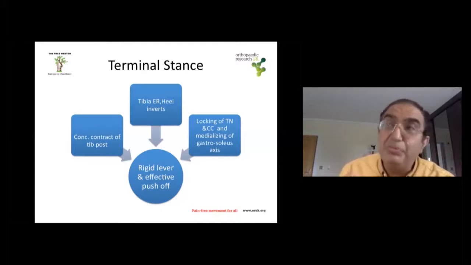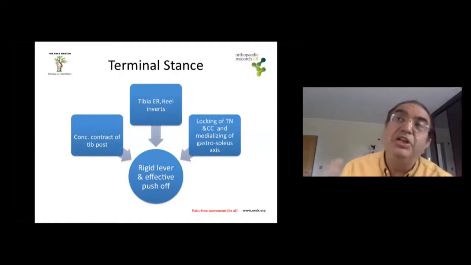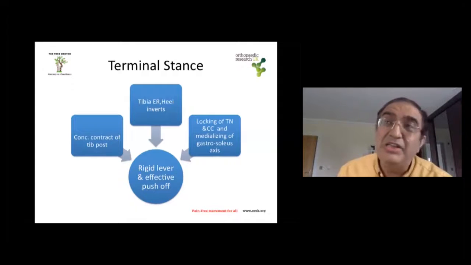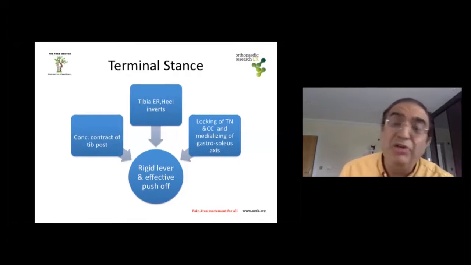And because the foot supinates, the heel inverts, the forefoot, the talonavicular and the calcaneocuboid joints, the midfoot, they become locked and the foot becomes a rigid lever, and this gives you the push off during the terminal swing. So this is a function. You can see if the tib post is not having this concentric contraction now, your foot will not be a very rigid lever and will not be an efficient push off. You will lack an efficient push off.